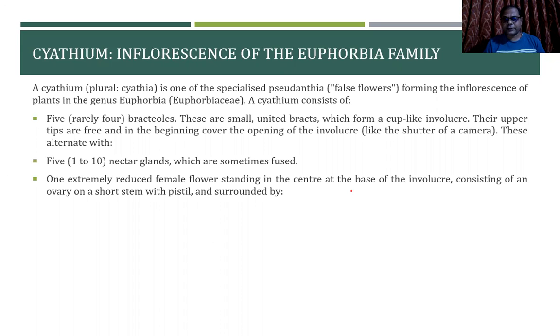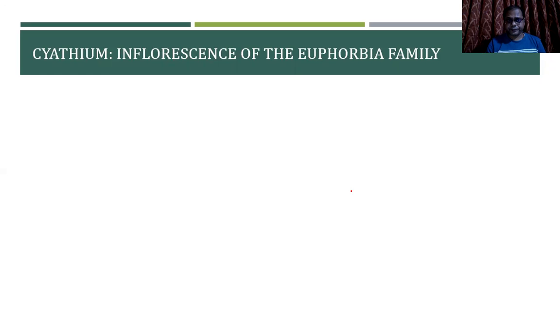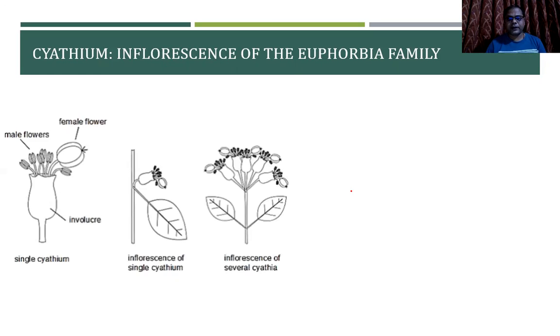the ovary and a short stem with the pistil, and is surrounded by 5, or maybe 4 in some cases, extremely reduced male flowers, each of which consists of a single anther on the stem. So if you see the structure of the cyathium, we have got the single cyathium here. The flower characteristics of the cyathium are underlined by brightly colored nectary glands that are present here. So we have got nectary glands, and often the petals have appendages of the nectary glands or are brightly colored.